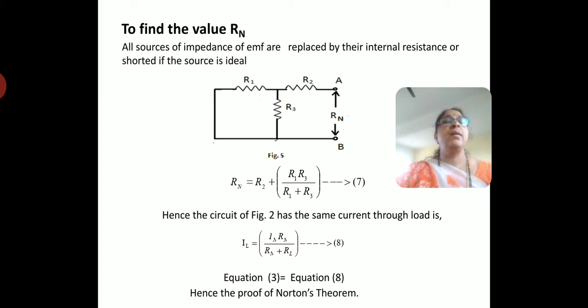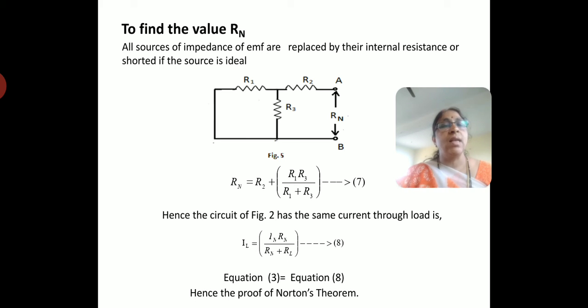And now to find the value of RN, that is Norton's resistance, we have to remove the voltage source if the circuit has a voltage source, and also remove the current source if it has a current source, by keeping the current source open. And if it is a voltage source, we have to remove it by connecting it to a short. If it has certain internal resistance, then we have to remove it with the internal resistance. And if it is ideal, then we can directly short the terminals.